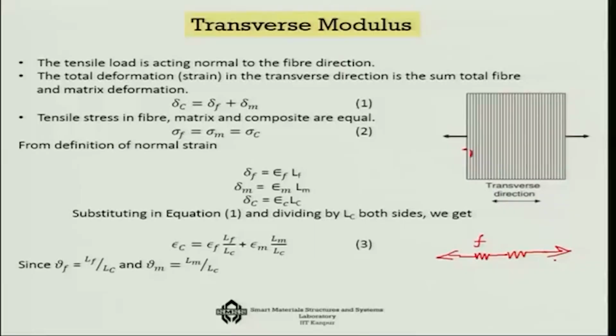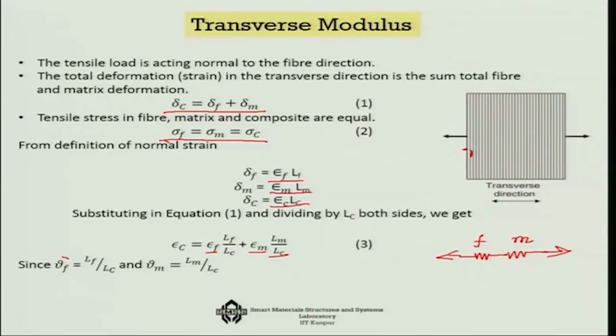In this particular case, the tensile load is acting normal to the fiber direction. The total deformation is delta C as delta F plus delta M, deformation in the fiber and deformation in the matrix. Since the same load is passing, the stress is the same now, sigma F equals sigma M equals sigma C, and delta F is epsilon F LF, delta M is epsilon M LM, delta C is epsilon C LC. So you get epsilon C as epsilon F LF over LC plus epsilon M LM over LC.